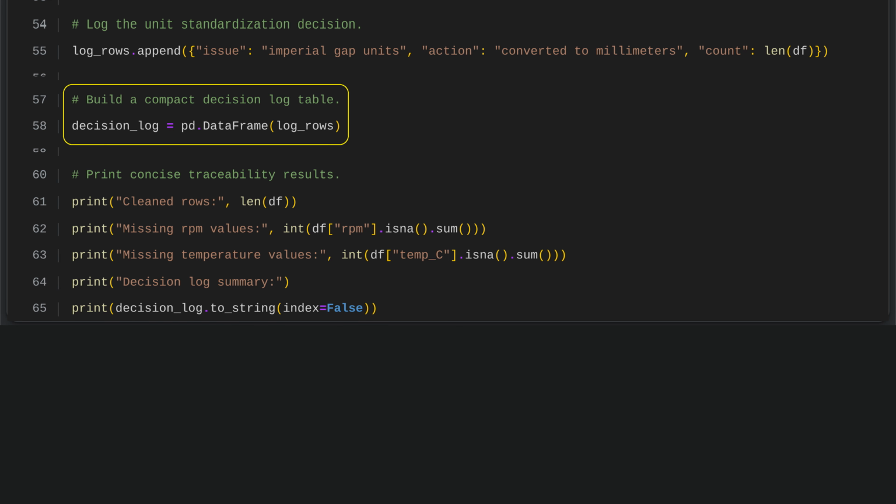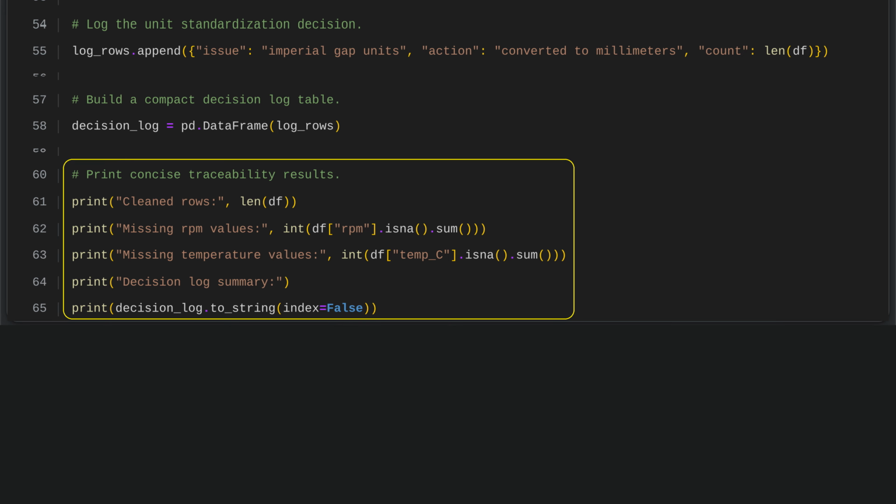The code uses Pandas to turn data cleaning log entries into a structured decision log table. This makes the cleaning actions easier to review and helps trace the decisions made during data processing. After cleaning the data, we print key checks to summarize the results. This includes the number of remaining rows, the count of missing RPM values caused by invalid or negative readings, and the count of missing temperature values caused by unrealistic readings. We also print a readable decision log that summarizes each cleaning action and how many records it affected.